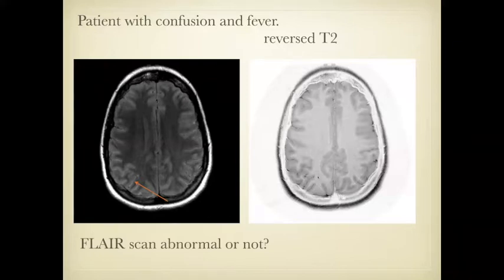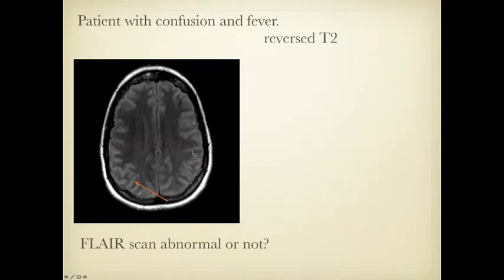This will tell you on the T2 weighted scan which sulci have CSF within them. So for example, this sulcus, you can see the vessel here, is black on the reverse T2 scan. It should be black on the FLAIR scan. It is not. So on that basis, look at this sulcus, look at this sulcus. On that basis, you can say that this is an abnormal FLAIR scan and that this would be entirely compatible with the diagnosis of meningitis.